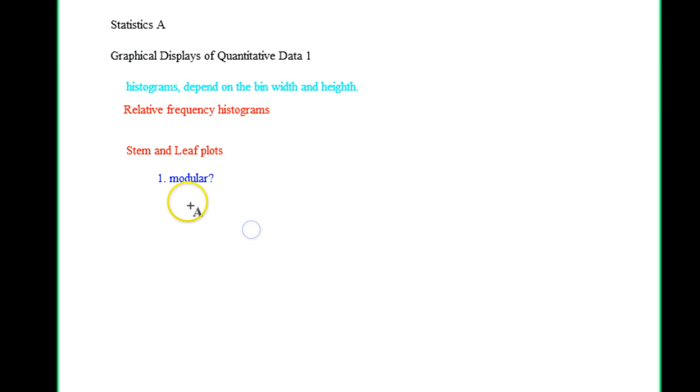Alright, is my information modular? Does it have any modes? Does it have any crazy stuff going on? Okay, is it symmetric? Is my data symmetric? Is it going to be nice and neat, or is it going to be kind of funky? You know, is it going to have any skews? And also, does anything stick out as unusual?